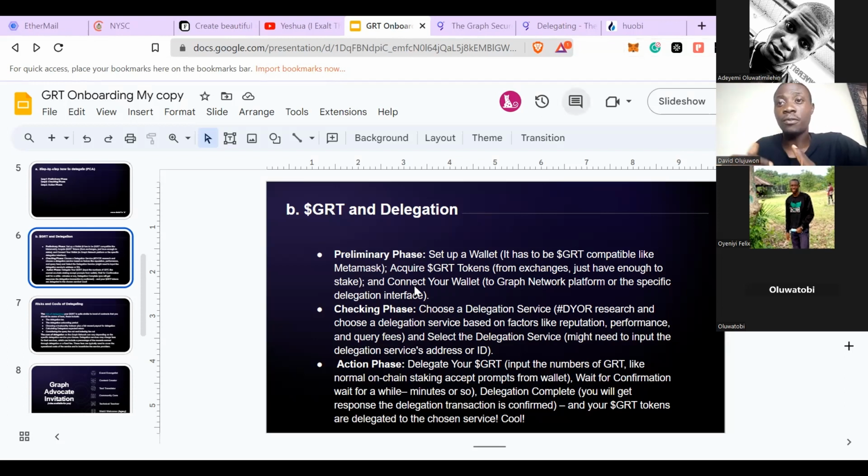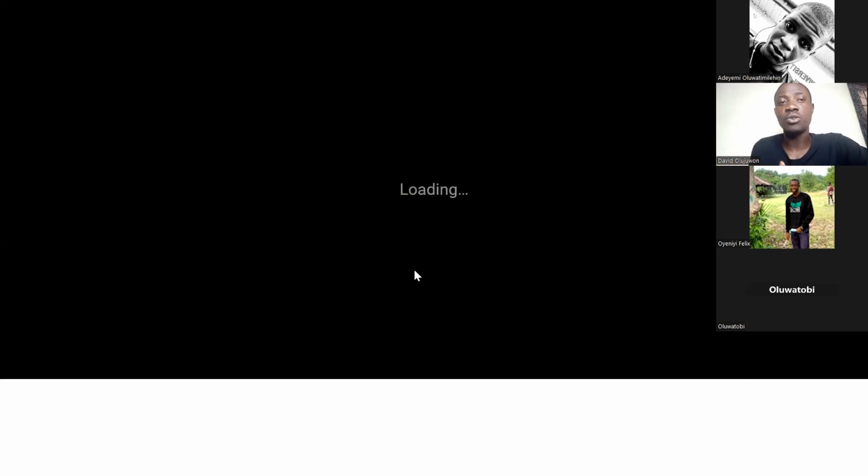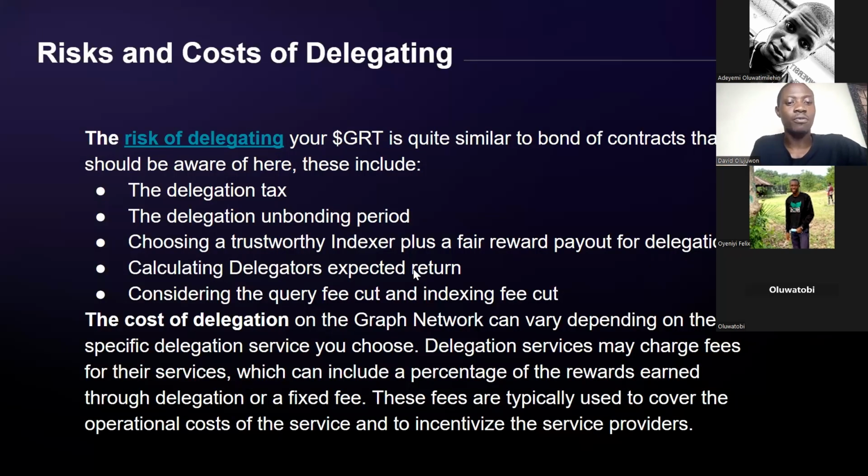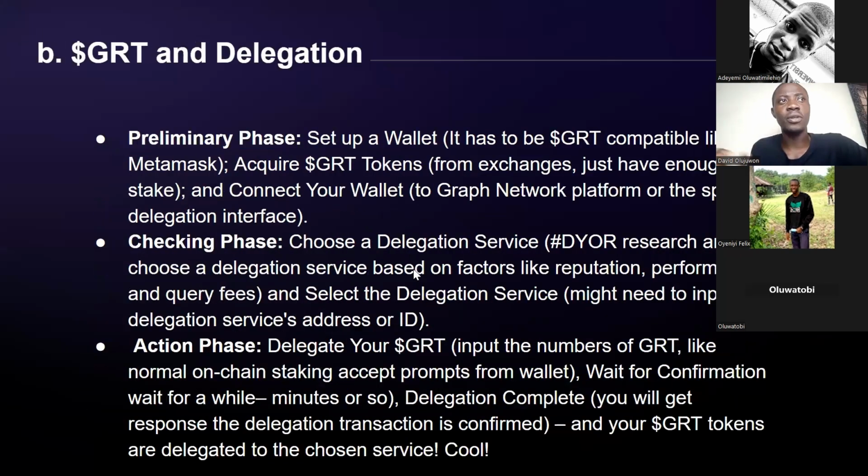All right, so the first thing you have to do in the preliminary phase is ensure that your wallet is set up, right? Open your MetaMask, download it, set it up, get your 12 seed phrase, and keep it in a secure place, somewhere you can write it by hand and keep it in a diary or somewhere you're sure of. After you are sure of your wallet setup, then you acquire GRT. You can get it on crypto exchanges, like I mentioned earlier, Binance, WOO X, and such exchanges.